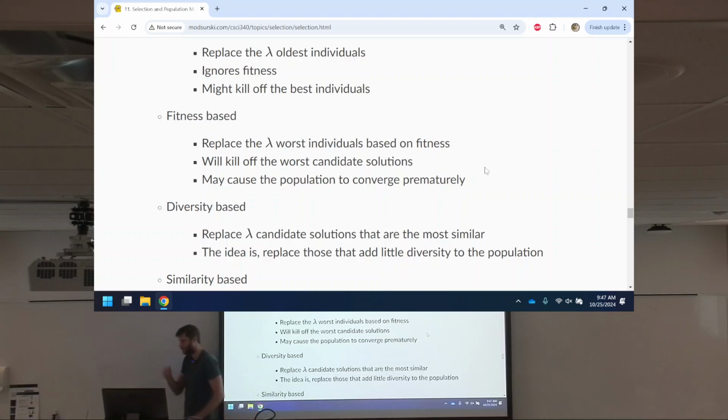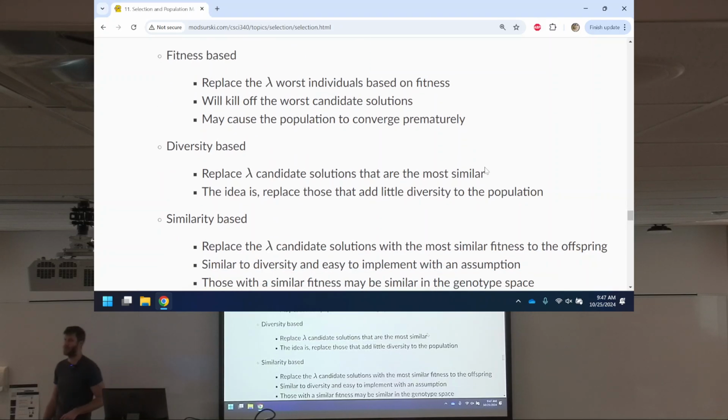Perfect. And so this could cause the population to converge too quickly. And diversity-based, this is a really interesting one. I like this one, but there's a big problem with this one. Replace lambda candidate solutions that are the most similar. The idea is to replace those that add little diversity to the population. But there's a big problem with this one.